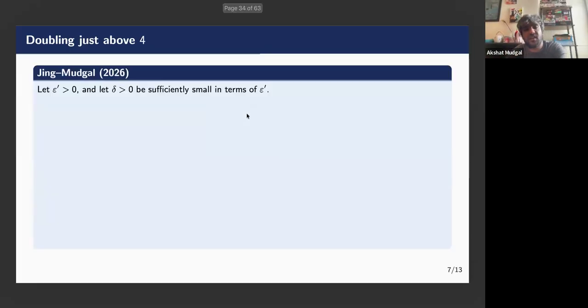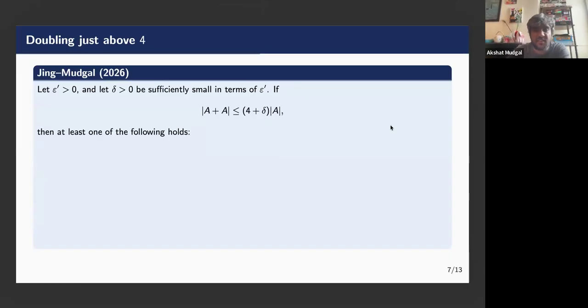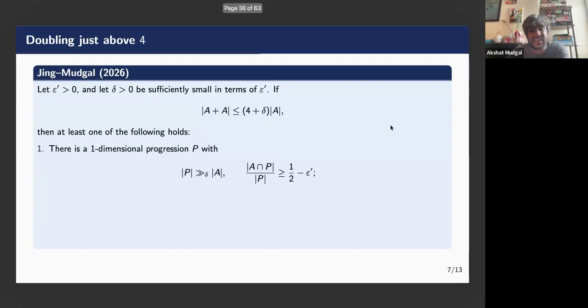So here's the main result. Suppose you have some small parameters, epsilon prime and delta. Then if your doubling is at most 4 plus delta, where delta is generally a small positive real number, then there exists a large one-dimensional progression on which your density is at least... think about this as if your doubling is at most 4.1, then there exists a large one-dimensional progression on which your density is at least 0.4999 or something. It's quite close to, just a bit below half.